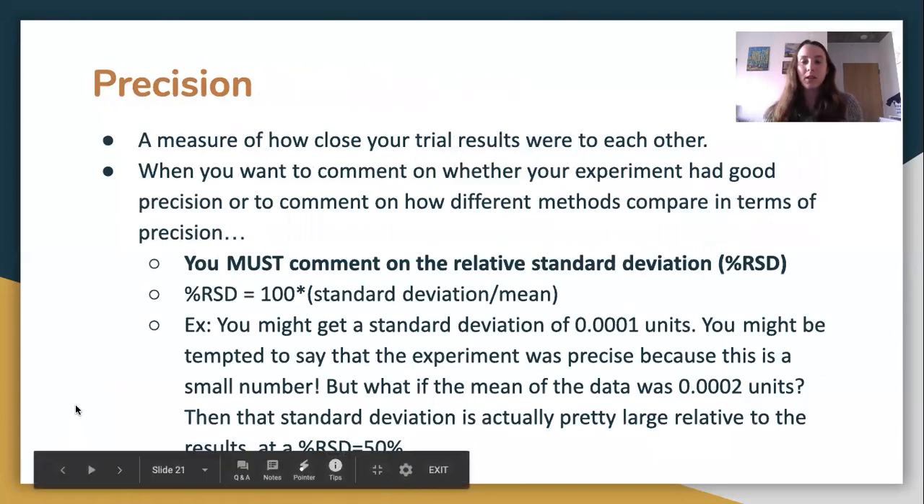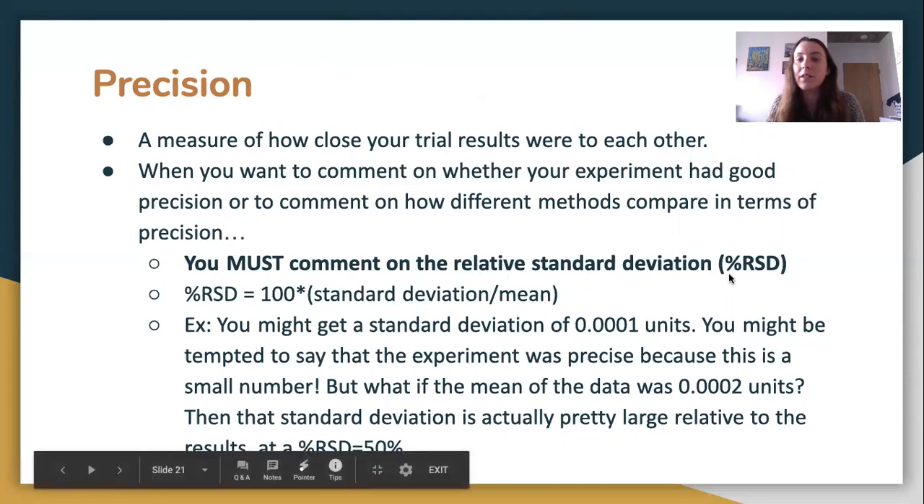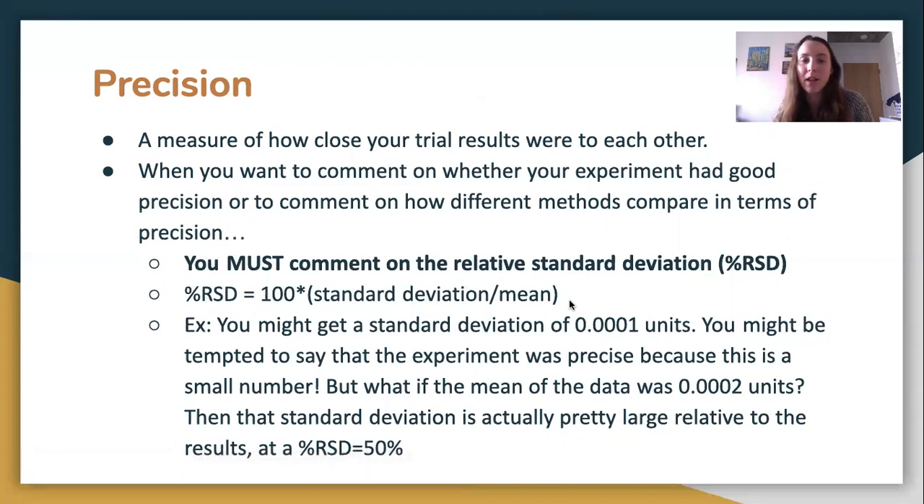Okay, so quick overview. Precision, a measure of how close your trial results were to each other. You're going to want to discuss, was your experiment precise? And in order to make that argument, you need to use a figure of merit to back it up. You need to use some quantitative value to back it up. So when you want to argue that your experiment has been precise, you want to use the relative standard deviation of your result to make that argument. Okay, so the formula for that is right here. It's 100 times you take the standard deviation and divide it by the mean that's associated with it.